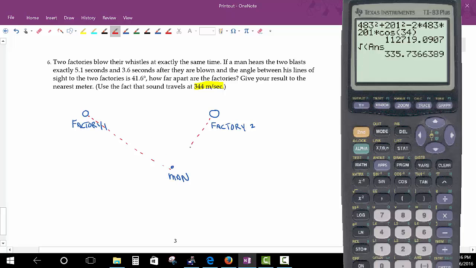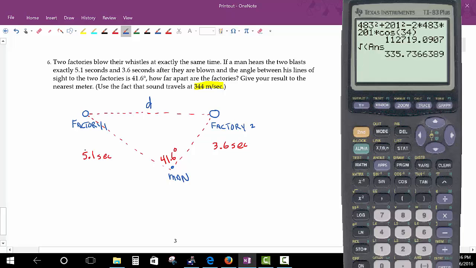A couple of things they say on this: the whistle from this factory takes 5.1 seconds to hit the man, and this factory, since it's a little closer, takes 3.6 seconds. Then it says the angle between his lines of sight is 41.6. I didn't draw this to scale, obviously, but it doesn't matter. Ultimately we're going to find how far apart the factories are, so we'll call this distance D.